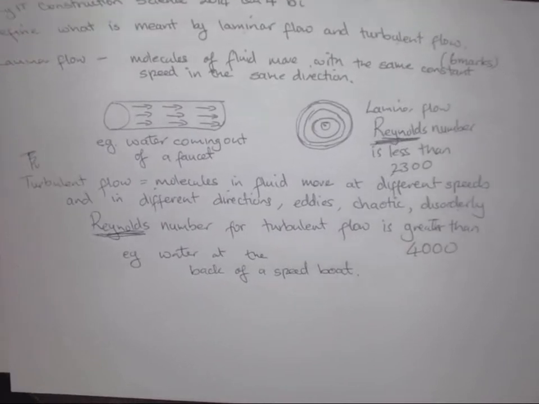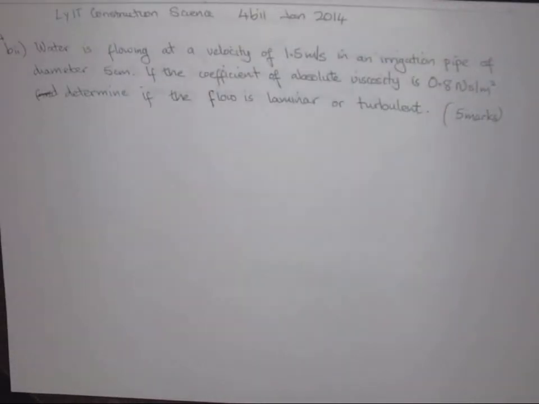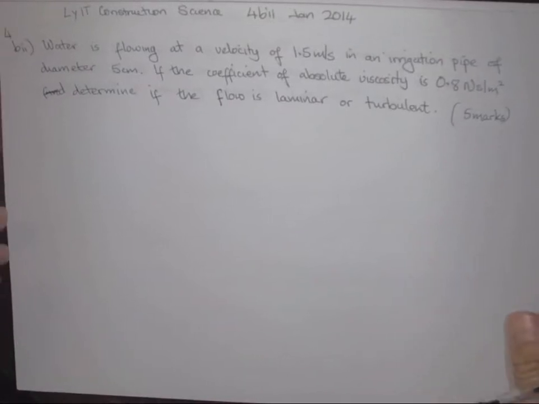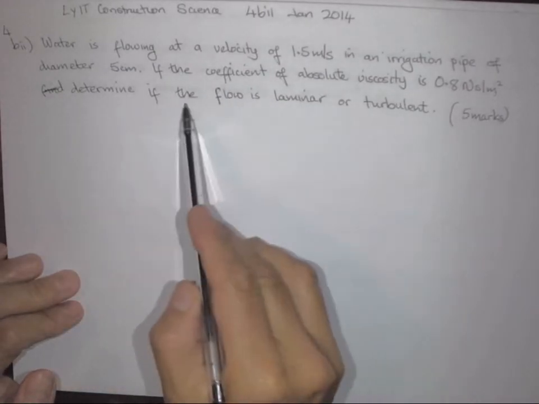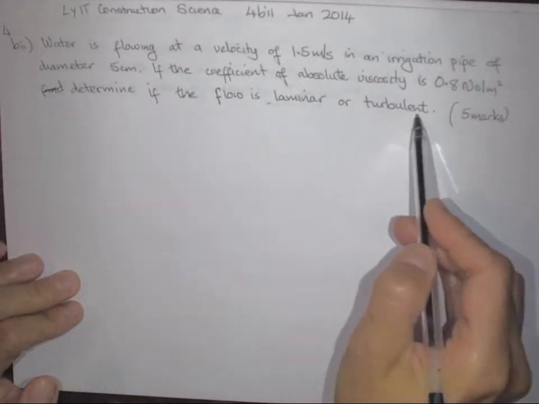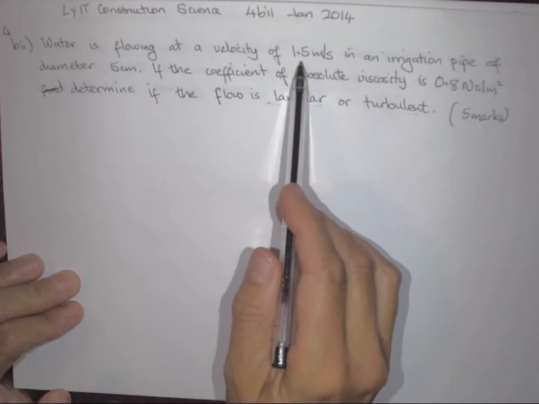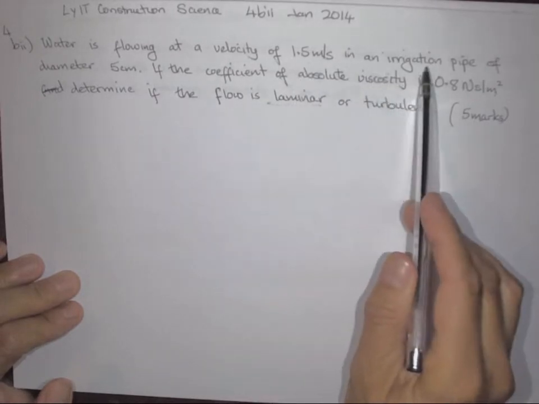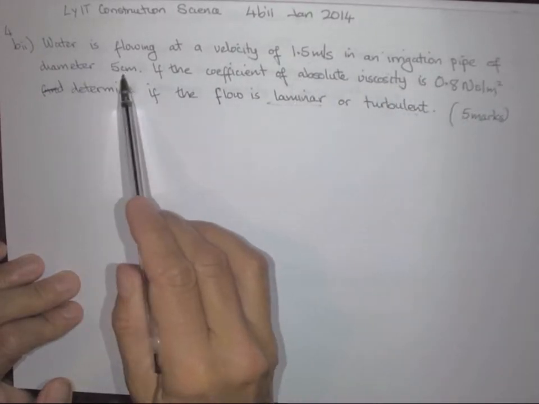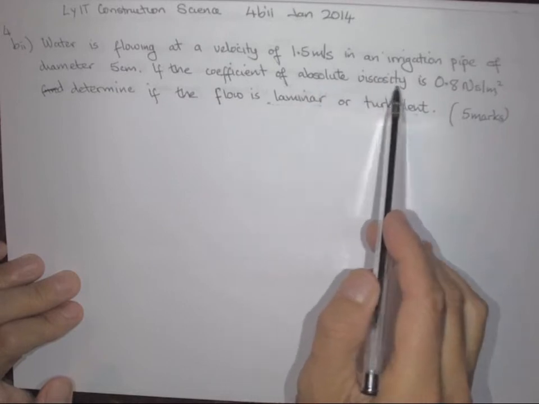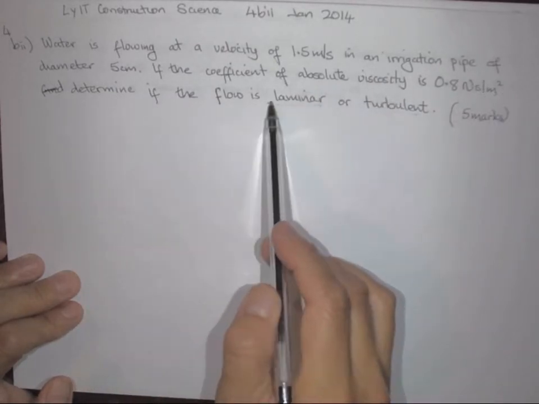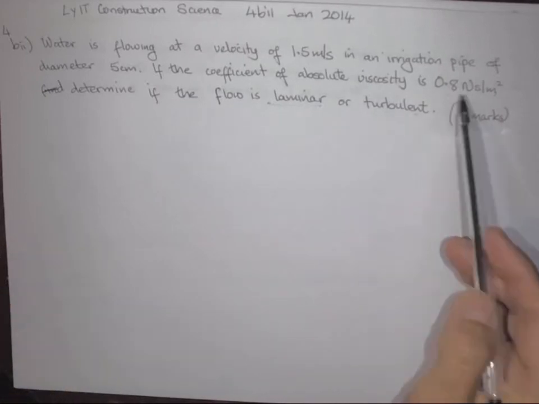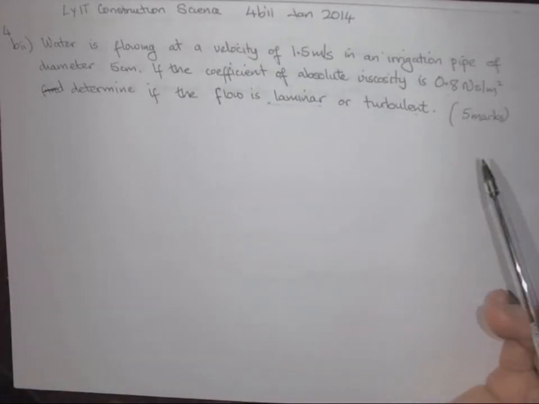Okay then, so the next part is going to be part 4B2, and this is a calculation, and again we have to figure out, is it laminar or turbulent flow. Water is flowing at a velocity of 1.5 meters per second in an irrigation pipe of diameter 5 centimeters. If the coefficient of absolute viscosity is 0.8 newton seconds per meter squared, determine if the flow is laminar or turbulent. So that's quite a high viscosity, it's quite a thick fluid.